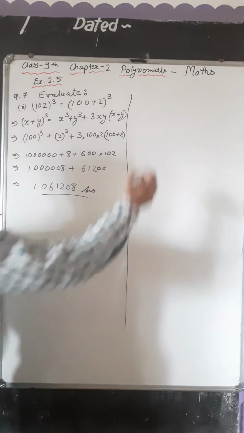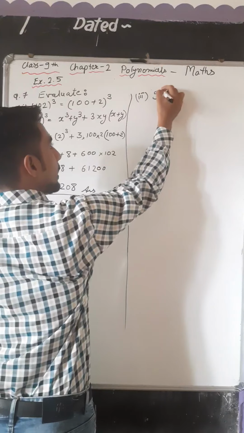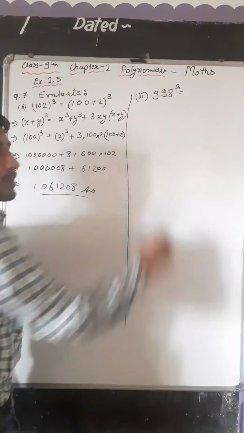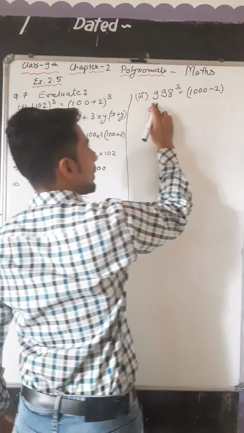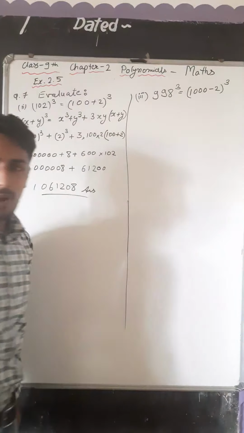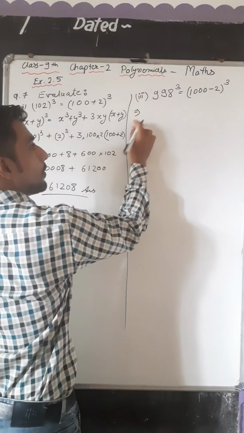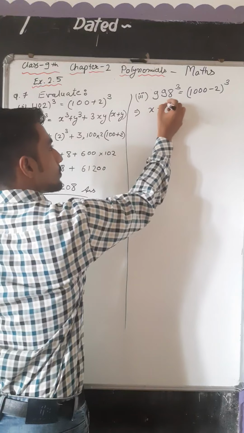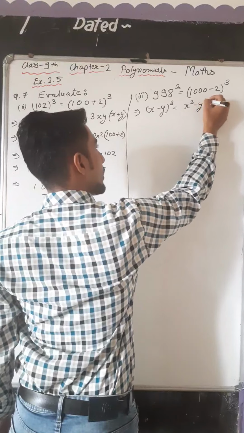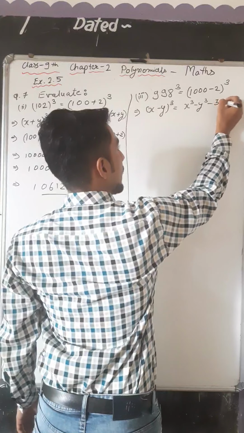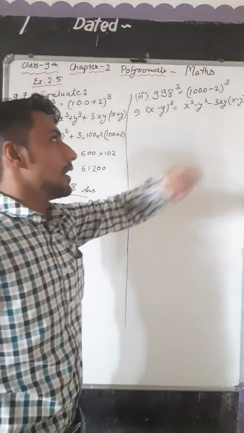One more we will do: the third one. It is 998 cube. You can write 998 as 1000 minus 2. 1000 minus 2 is 998. What will be the identity? The identity will be (x minus y) cube equals x cube minus y cube minus 3xy into (x minus y). We will use this identity.